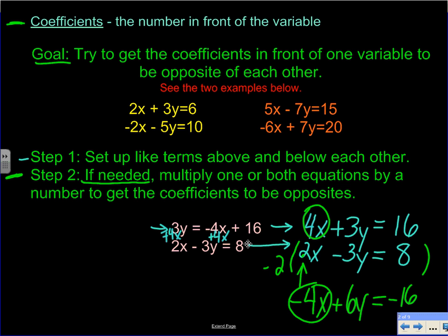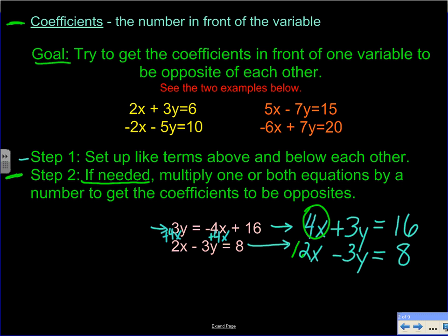Sometimes you'll have to do this, sometimes you won't. I just wanted to, while we were going over this step, show you that. So, in this case, we're going to allow those 3y and negative 3y to be the variable that we eliminate here on the next page.